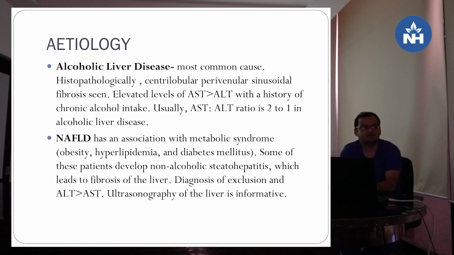Now comes the etiology of chronic liver disease. The etiology of end-stage liver disease is almost the same as chronic liver disease. Alcoholic liver disease is the most common cause. Histopathologically, centrilobular perivenular sinusoidal fibrosis is seen. Elevated AST more than ALT with a history of chronic alcohol intake is usually there, and the AST to ALT ratio is 2:1 in alcoholic liver disease.